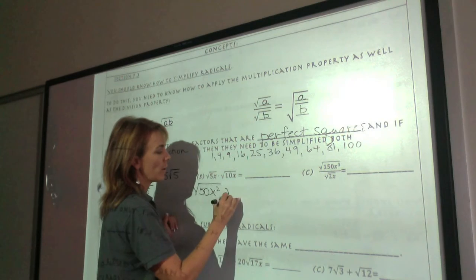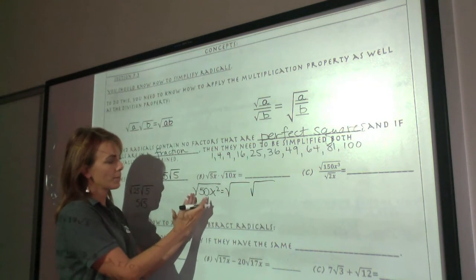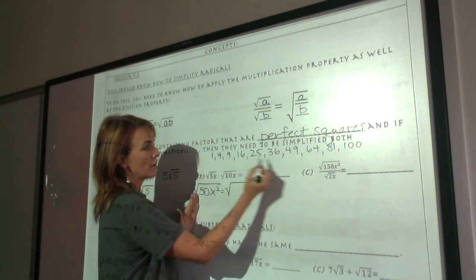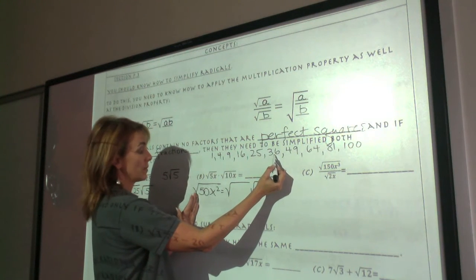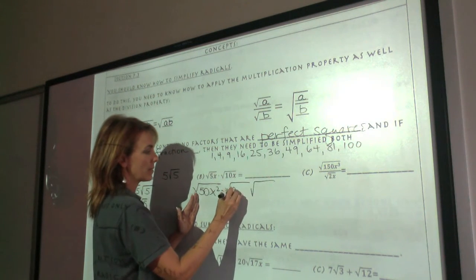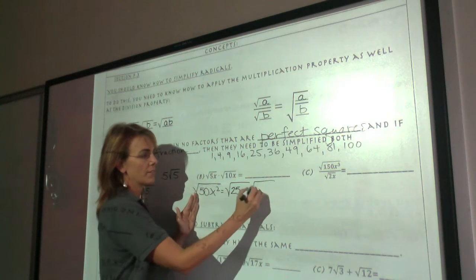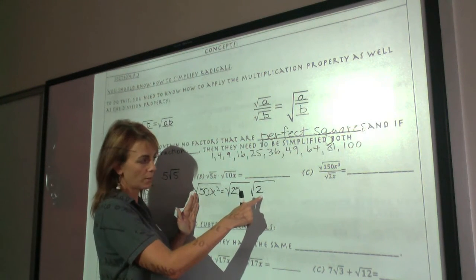So let's think about what is the biggest perfect square that goes into 50. Looking at my list, I'll start with just less than 50 and work backwards. 36 does not go into 50, but 25 does. So we're going to say 25. 25 times what gives me 50? That 2 goes into the other side, the non-perfect square radical.